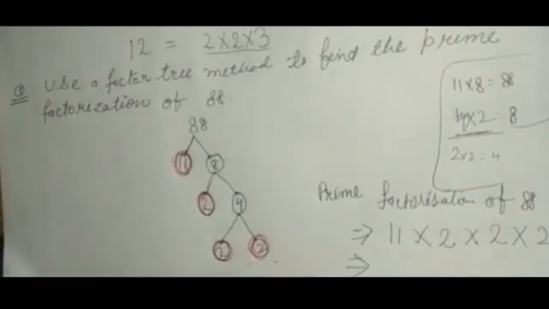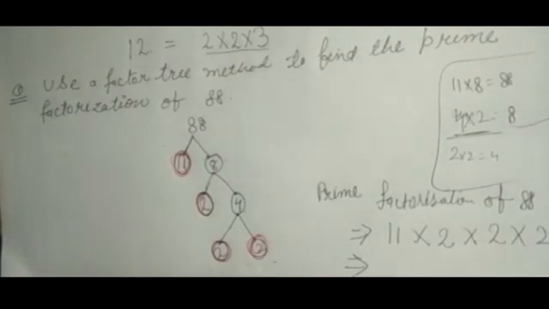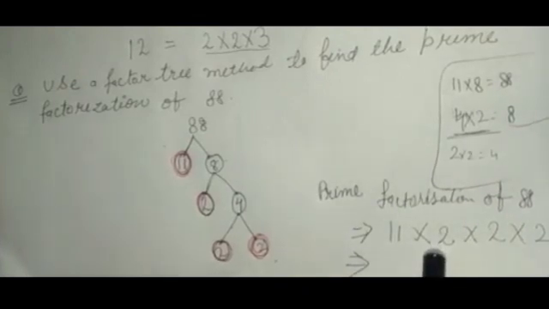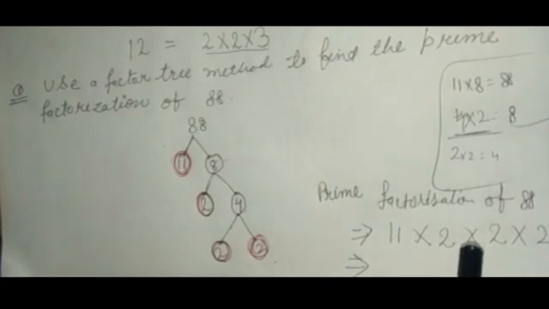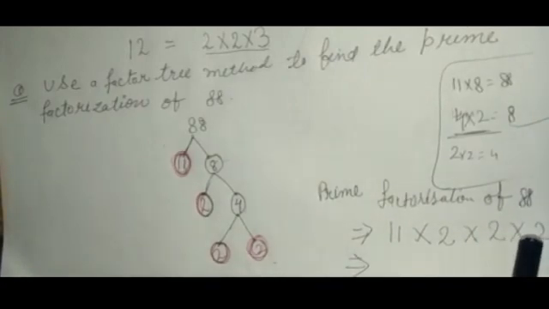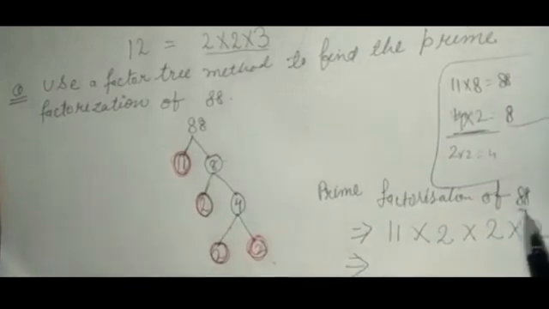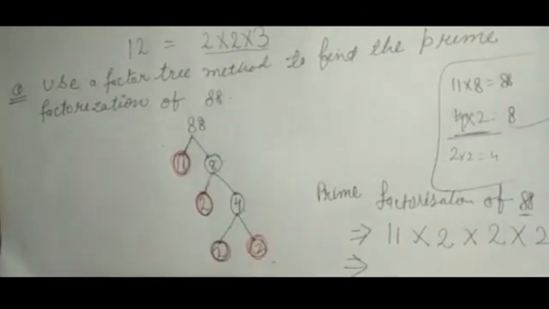Now, students, you can check your answer as well. If you want to check whether your answer is right or wrong, I have a method for that. Just multiply these numbers. 11 2s are 22, 22 2s are 44, 44 2s are 88. Right? So our answer is absolutely correct. So like this, you can draw your tree using prime factors.